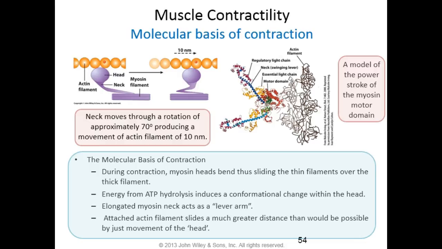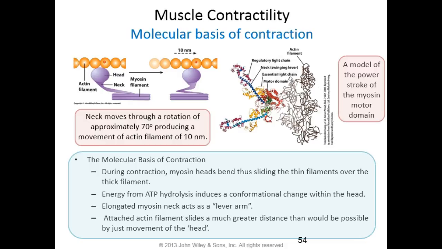So during contraction, myosin heads bend and slide the thin filaments over the thick filament. Energy from ATP hydrolysis induces a conformational change within the head. And then the elongated myosin neck acts as a lever arm and sort of moves the actin filament over it. So the attached actin filament is going to slide along or be ratcheted along by the myosin head.